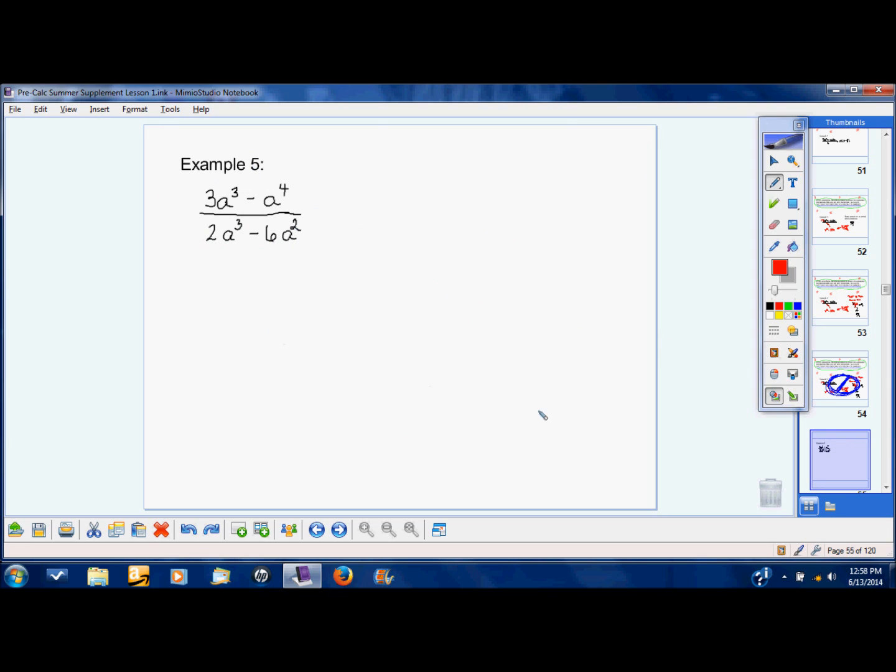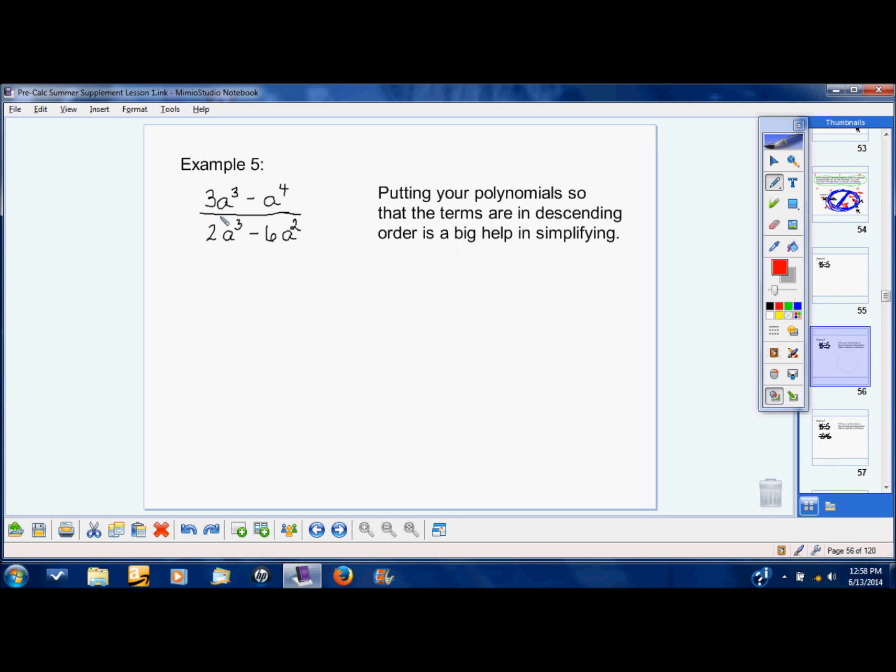We'll take a look at this one. And notice here we have a numerator and a denominator that can be factored. When we look at it though, the polynomials are not in descending order. You're going to save yourself a whole lot of trouble if you put the polynomials in order so that the terms are descending. So in other words, this negative a to the fourth should come before 3a to the third. We want to put them into descending order first.